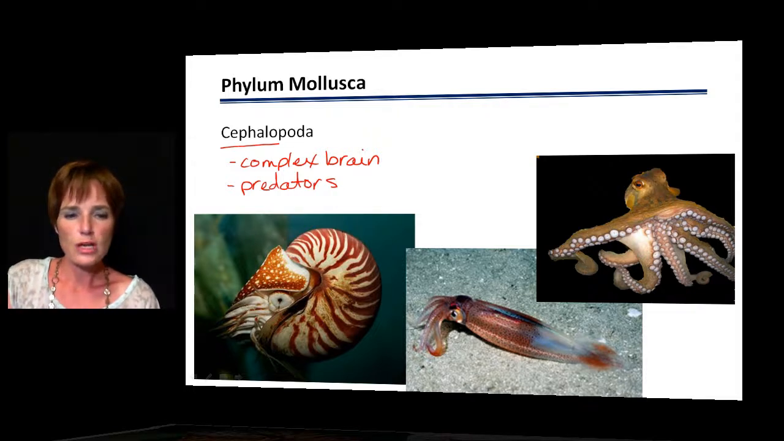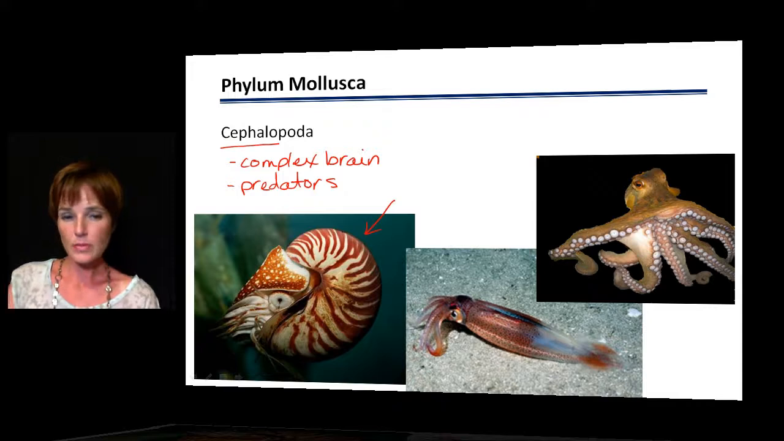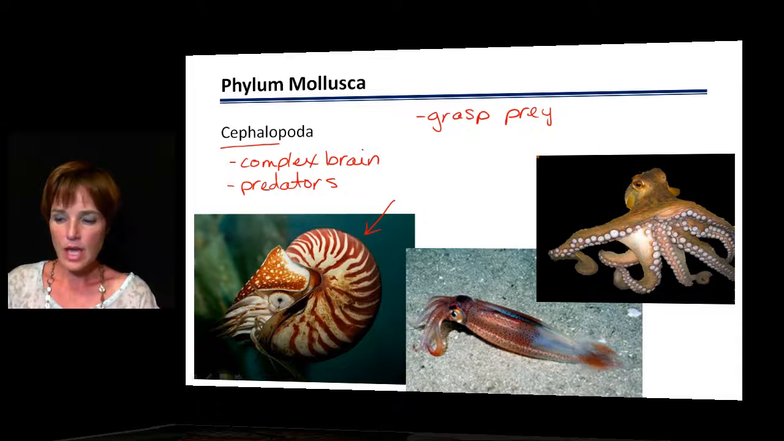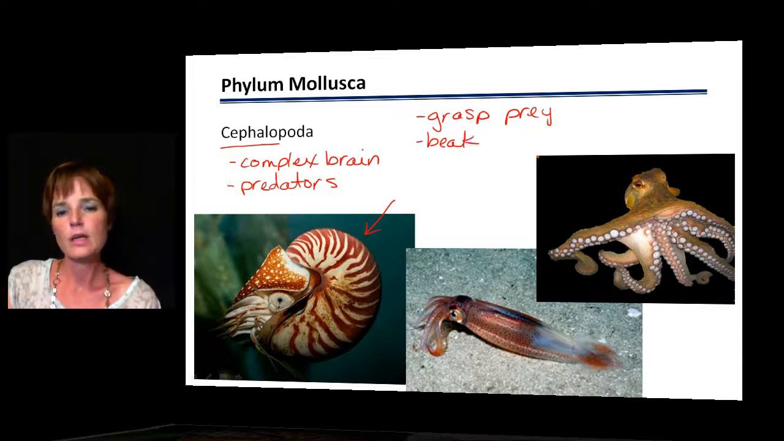We also have one group within them that actually has a shell. That's a nautilus that you're seeing there. But other than the nautilus, that one group, the other two have lost their shell altogether. These predators are able to grasp their prey, and they do that with long tentacles that hang down. And when they grab the prey, they're going to bite it with some beak-like structures. So they have a beak to bite prey.